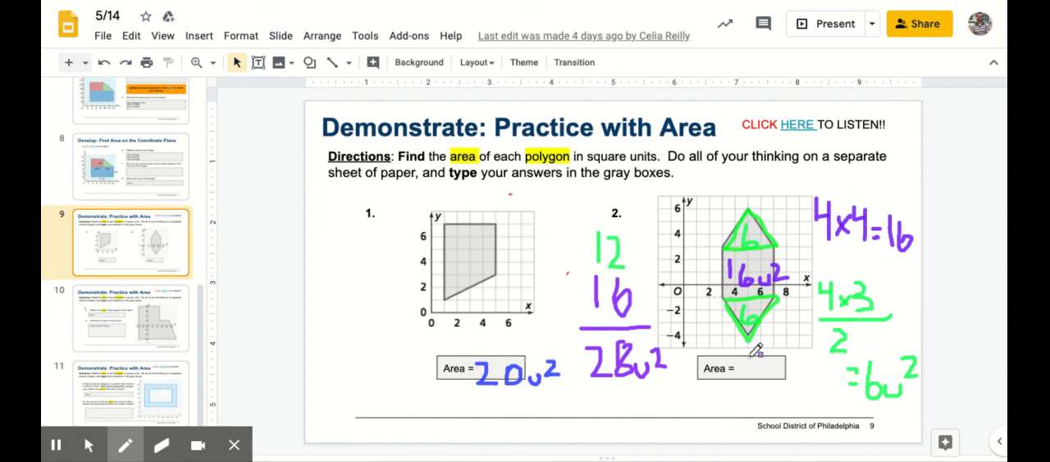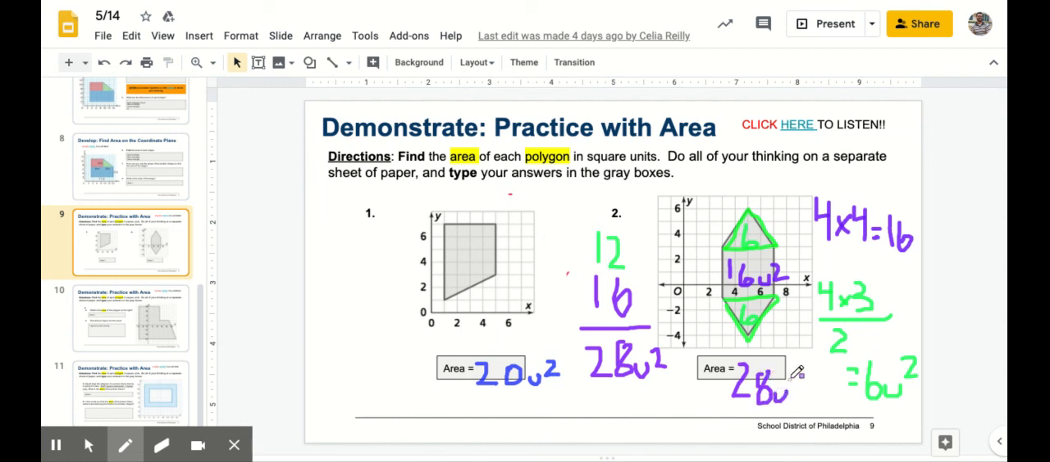I then noticed that I had the same base and height for the triangle, so I don't have to do my calculation over again. I know that I would also here have 6. So then I took the area of this triangle and added it together and got 12. And then I took the area of the triangles and added it to the area of the square, which was 16. 12 plus 16 is 28. So my final answer, I got 28 units squared.